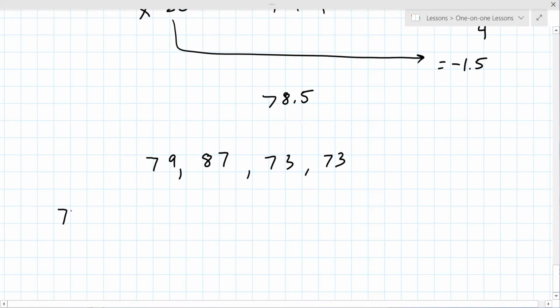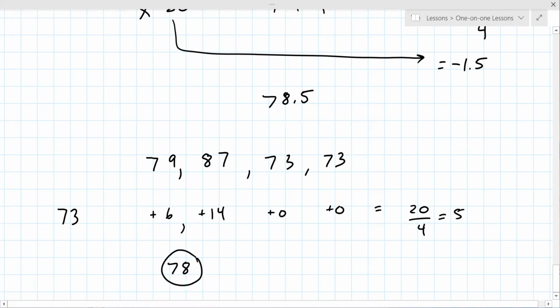So let's just use 73 as a center. You can actually choose whatever center you want, but the first one here is +6. 87 is +14. This is +0, +0. So what do these add up to? 20. Divide that by 4. 5. So notice if these added up to 0, that would be the correct answer. But since it doesn't, you can add 5 here. So your average is 78. Not too bad here.